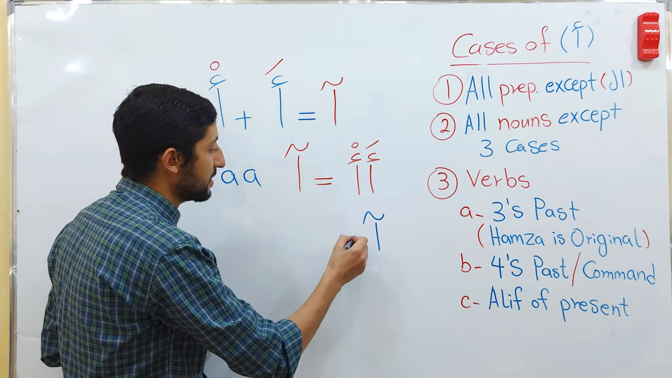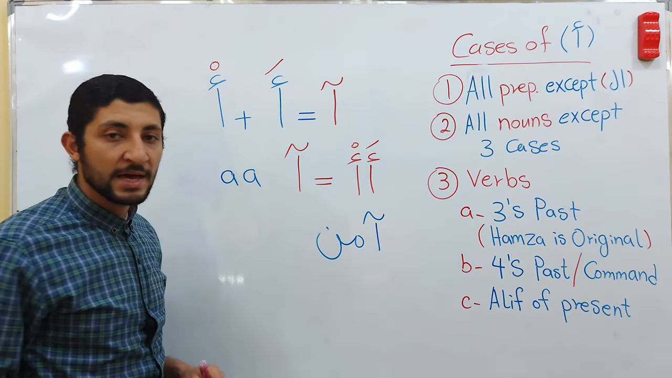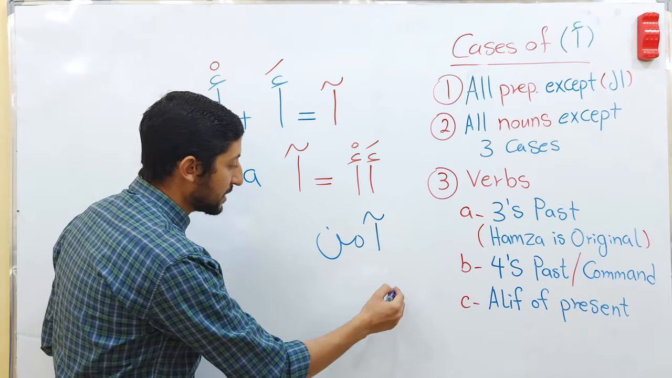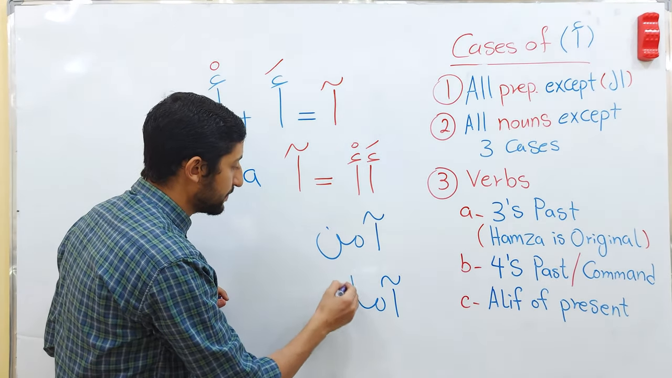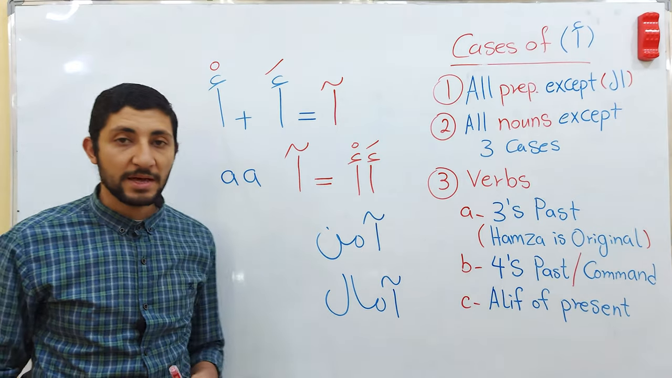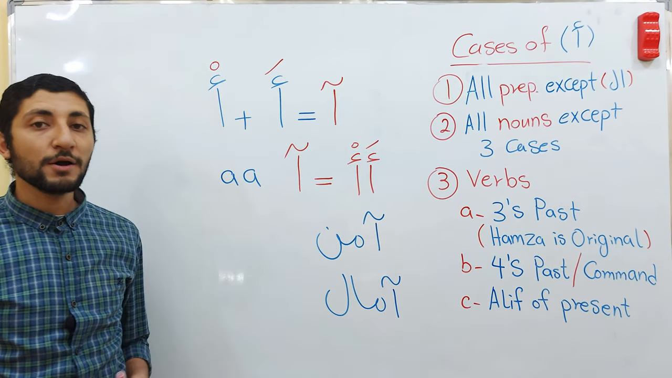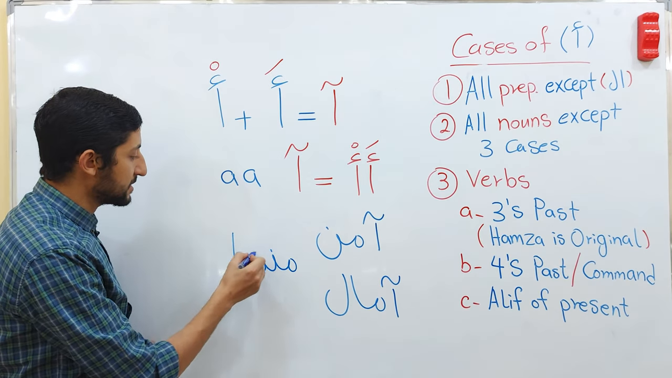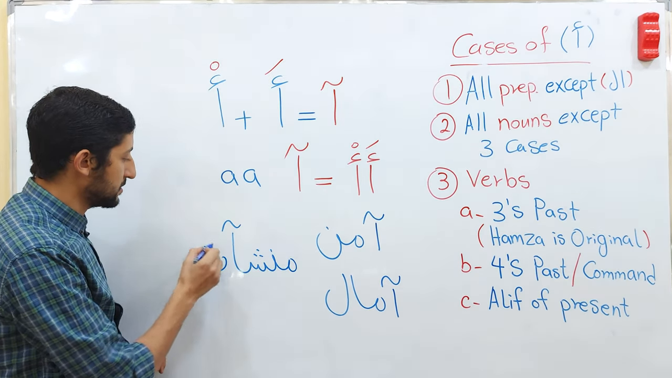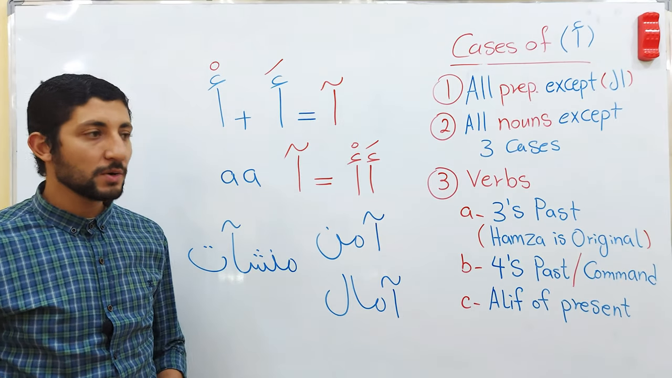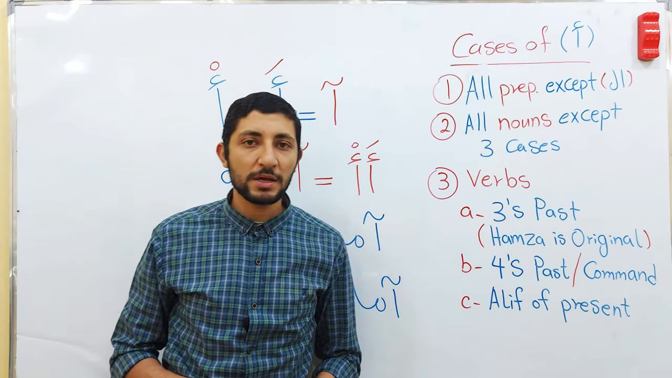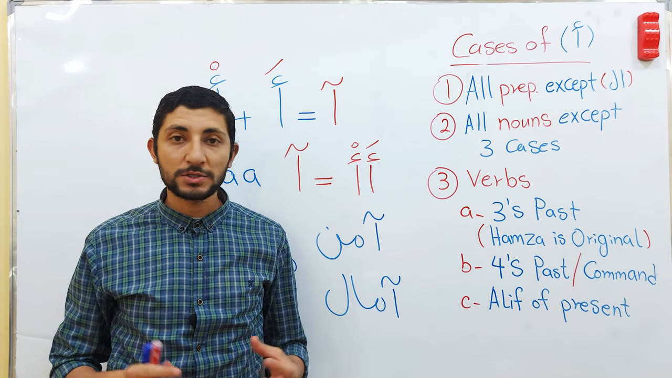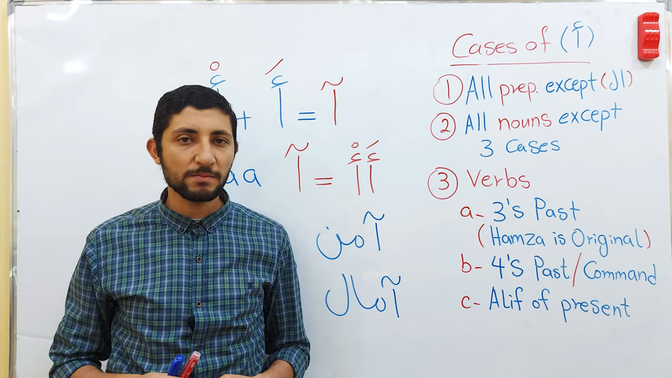Let's have an example. آمن. Believed, a verb. آمن, okay? And a second one, أمل. We can even see it in the middle of a word, like منشآت. منشآت. Okay, so I hope now the difference between همزة القطع and همزة الوصل is clear by now, because many beginners used to confuse between both of them.